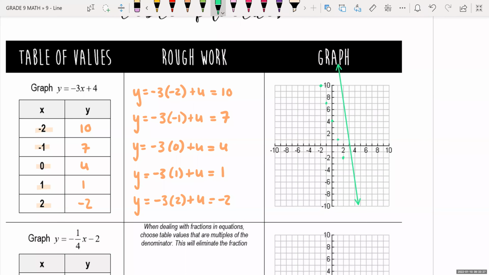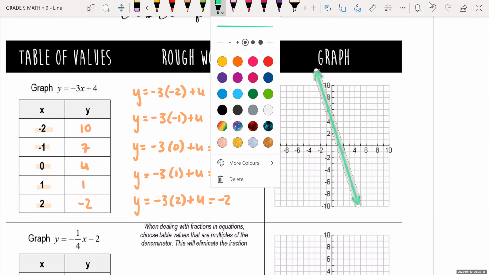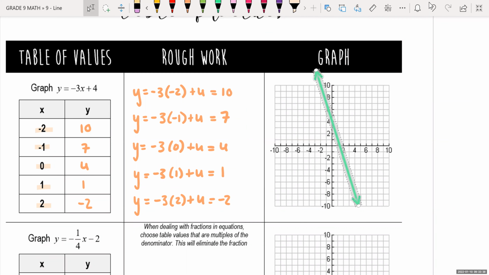Okay. So remember, you're going to plot all your points and you're going to make sure that your line goes through every single one of them. And then you have arrows on both sides of your line because it indicates that the line is going on forever. And in this case, because we have an equation, we're also going to label our line with the equation. So it's going to be y is equal to negative 3x plus 4.